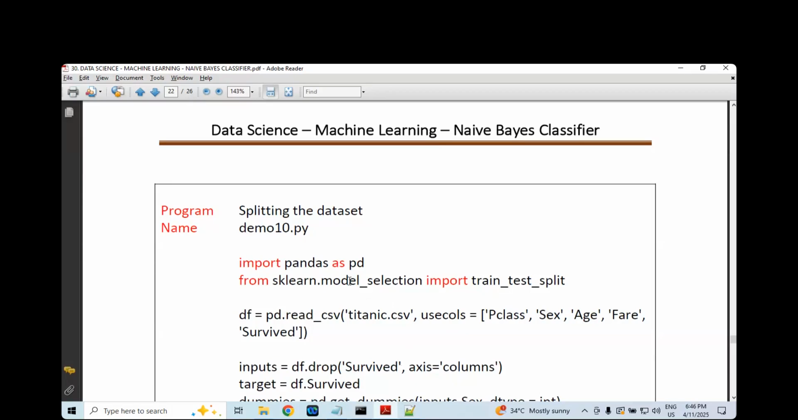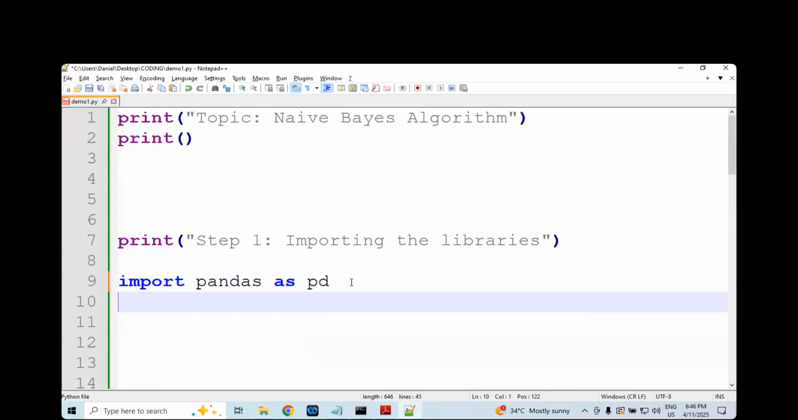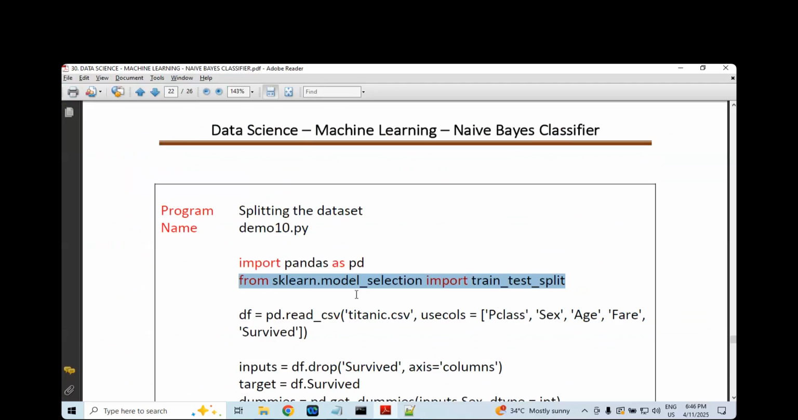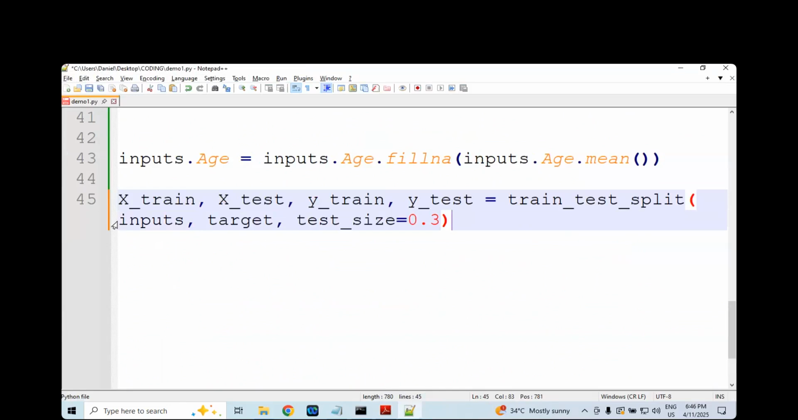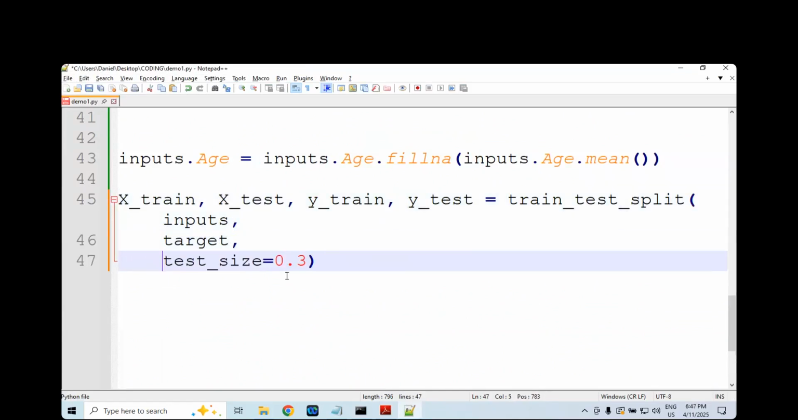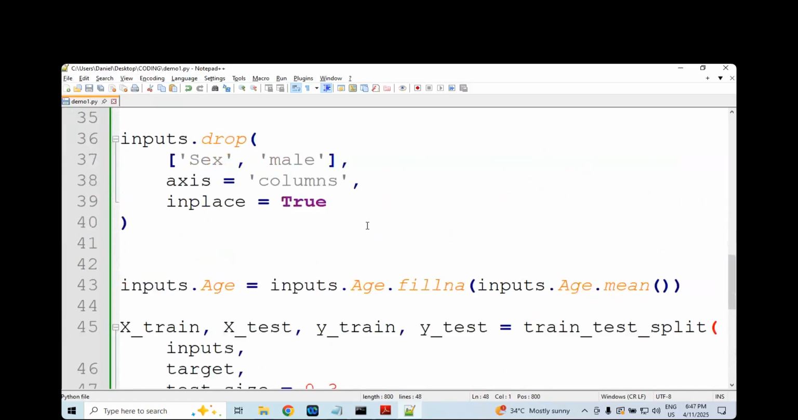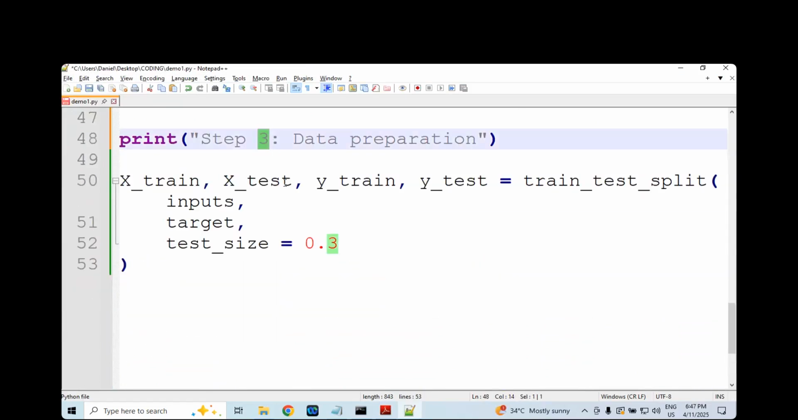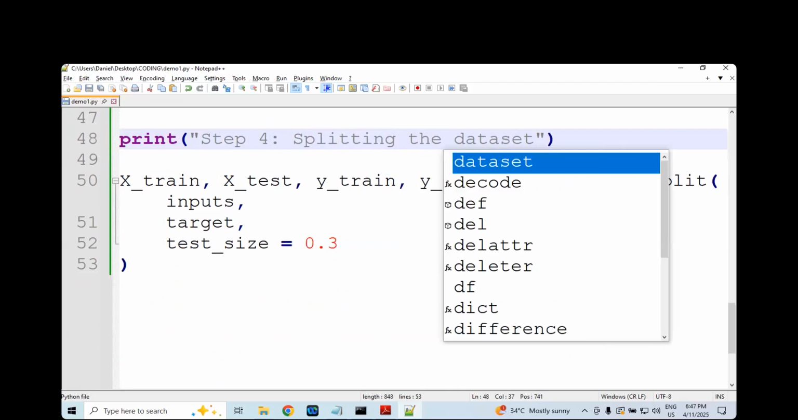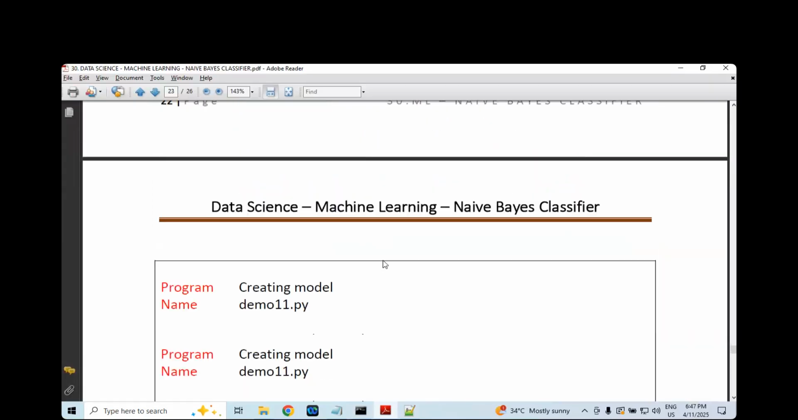Splitting. I'm sure you know what splitting means. What is the ratio? Creating model.